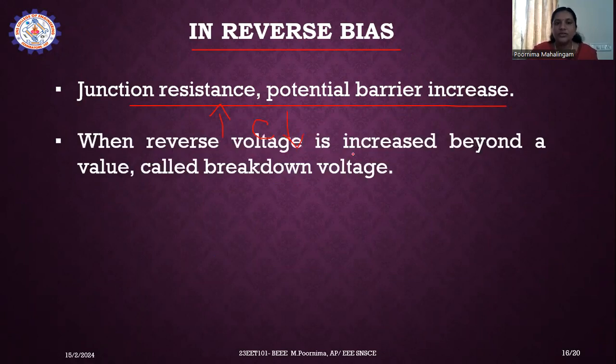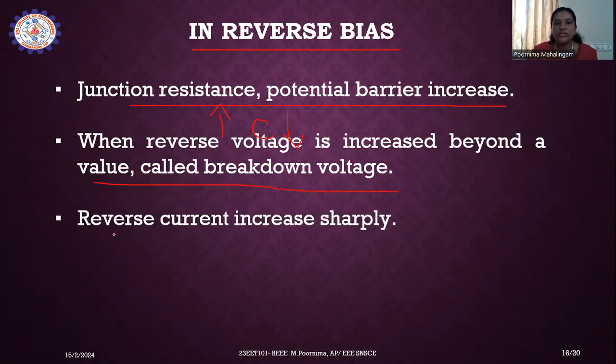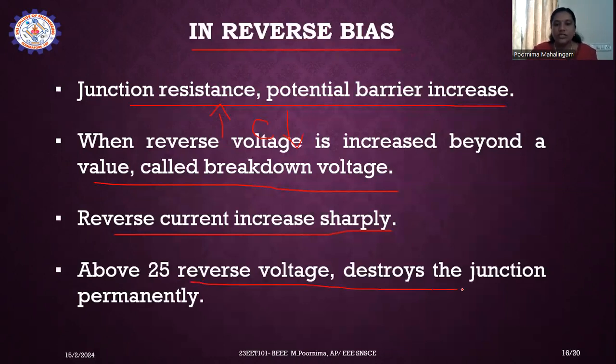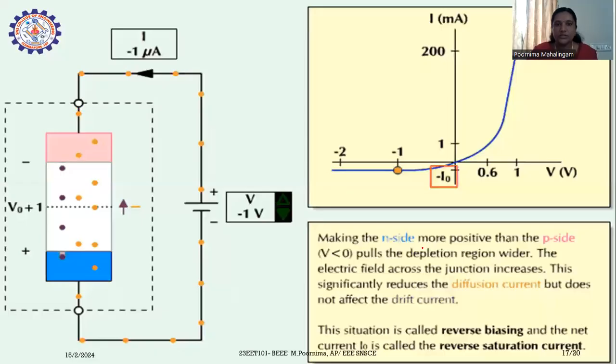Next, when the reverse voltage increases beyond a value called the breakdown voltage, the reverse current increases sharply. Above 25 reverse voltage, the junction is destroyed permanently. If we increase the reverse voltage, the junction will be destroyed permanently, and we can't use this device. This is a major disadvantage.